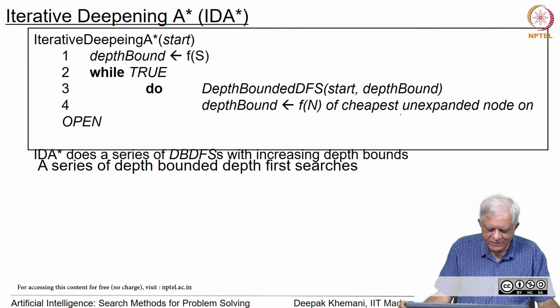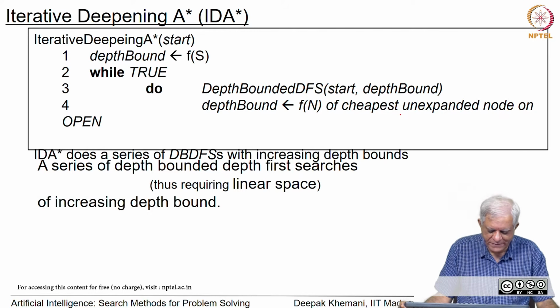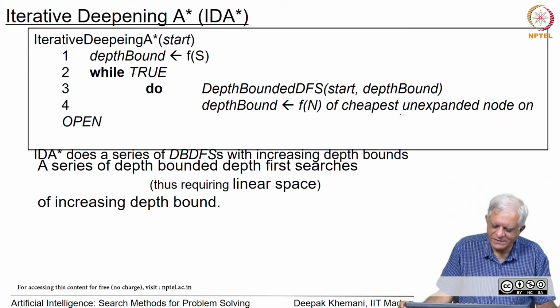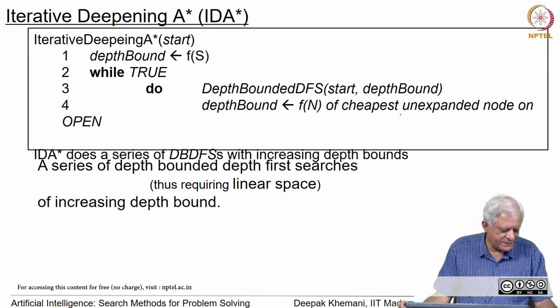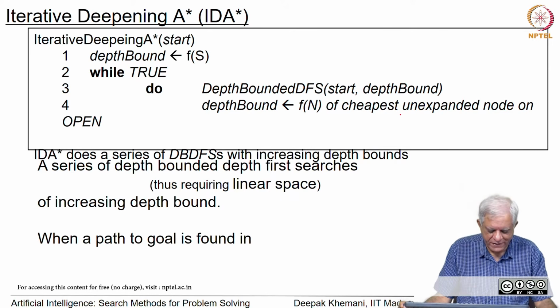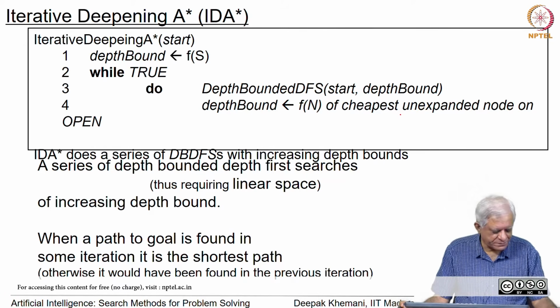So, it does a sequence of searches with increasing depth bound, thus requiring linear space as before. Everything else does not change. The argument which says that it will find an optimal path is the same as the argument that we gave in DFID, because when a path is found in some iteration, it must be the shortest path, because otherwise it would have been found in the previous iteration.